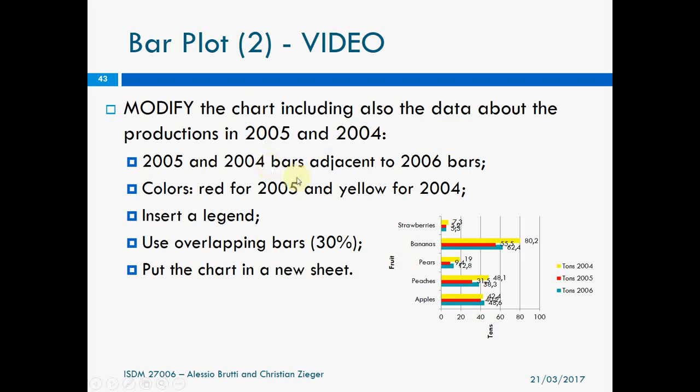Then we need that the 2004-2005 bars are close to each other. We need to change the colors for them. Red for 2005, yellow for 2004. Now we need to insert a legend. Then we need to overlap the bars by 30%. And then we need to move the chart in a new sheet.